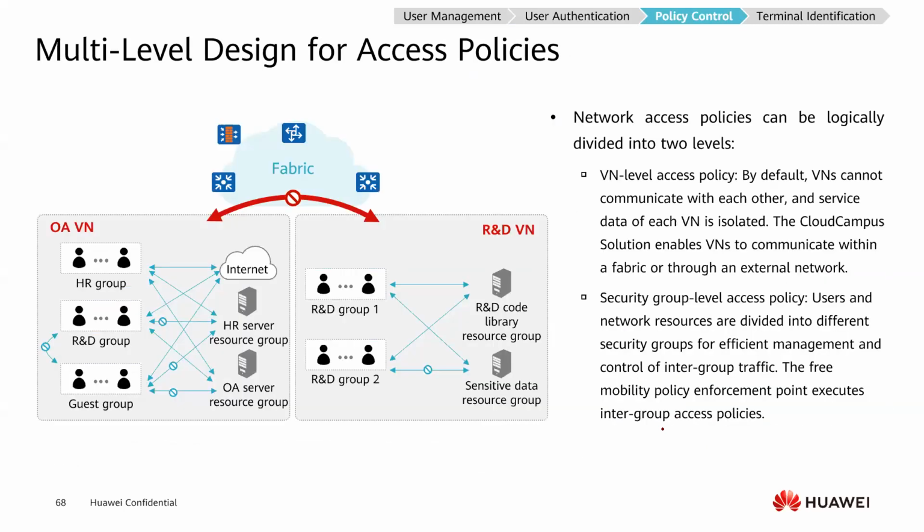And then you need to think about the access policy. We just mentioned, first is the VN level of access policy, because VNs are isolated from each other by default. So you need to enable the inter-VN interconnection function. And then within a VN, you need to consider the policy between the security groups based on the control policy matrix deployed on the controller.